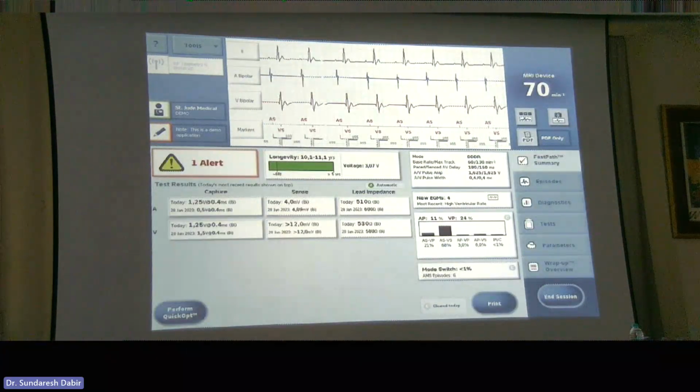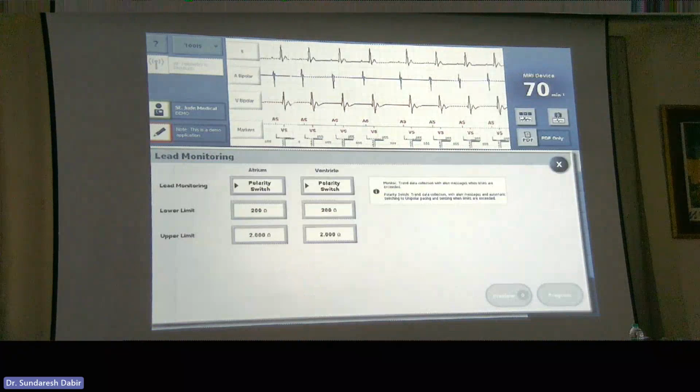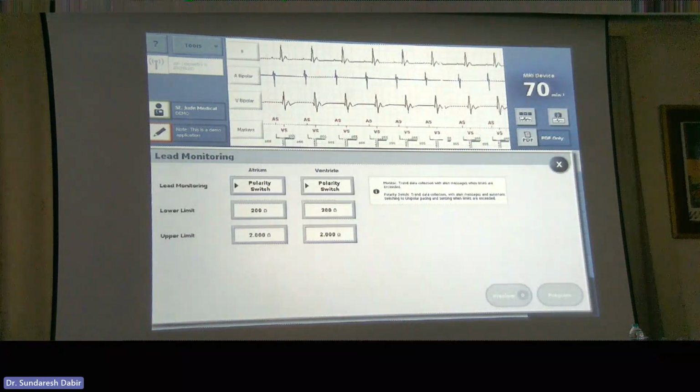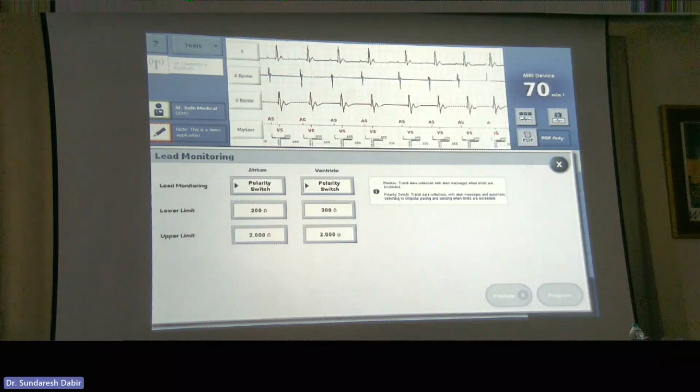Okay, so make a note. Its impedance should always be between 200 and 2000. It's very important. If it is less than 200, that could be related to a lead insulation break, or insulation damage, whichever way.